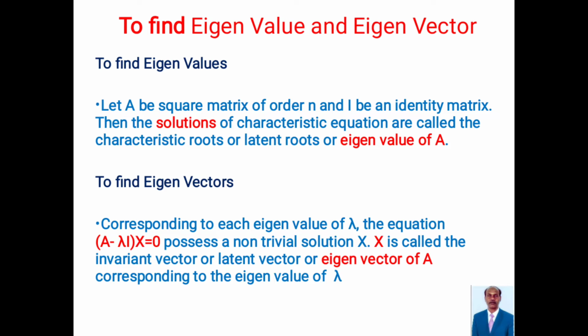To find the eigenvectors corresponding to each eigenvalue lambda, the equation (A minus lambda I) x is equal to 0 possesses a non-trivial solution x. That x is called the invariant vector, latent vector or eigenvector of A corresponding to the eigenvalue lambda. So depending upon the eigenvalue, we can find the eigenvector by using the equation (A minus lambda I) x equal to 0.